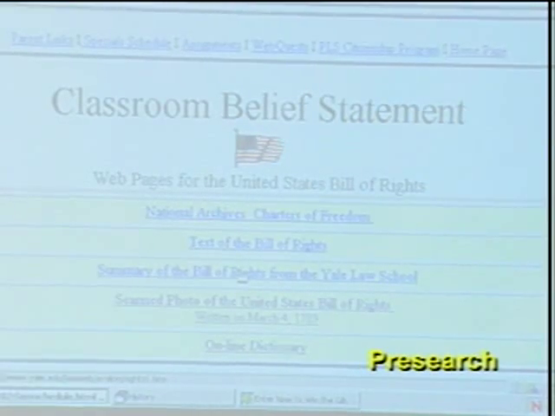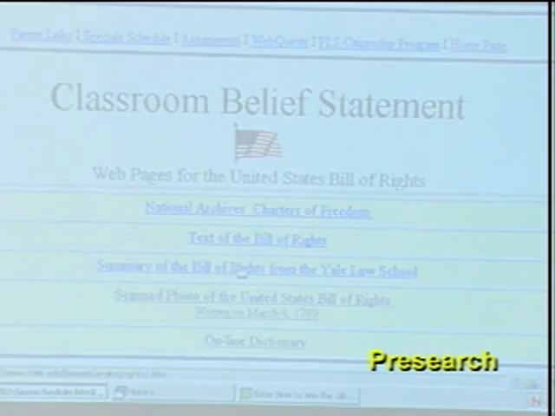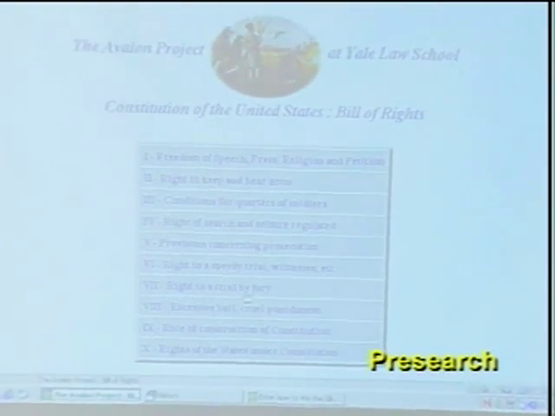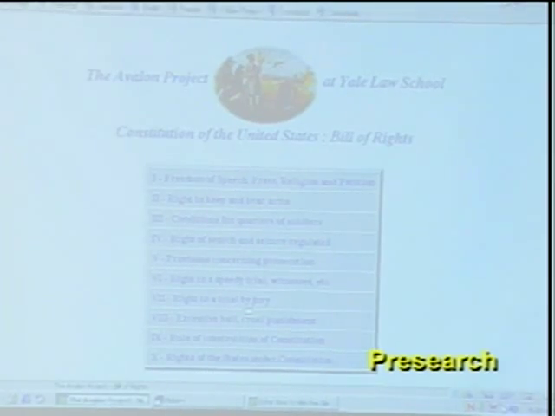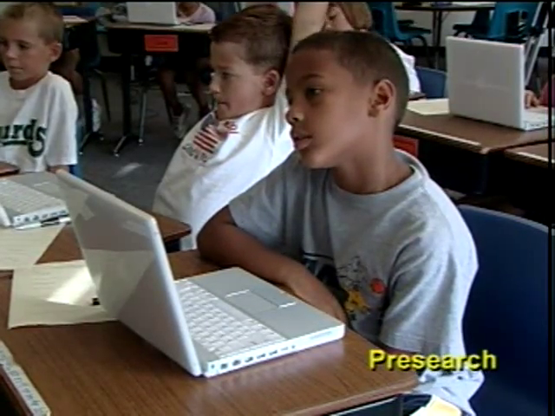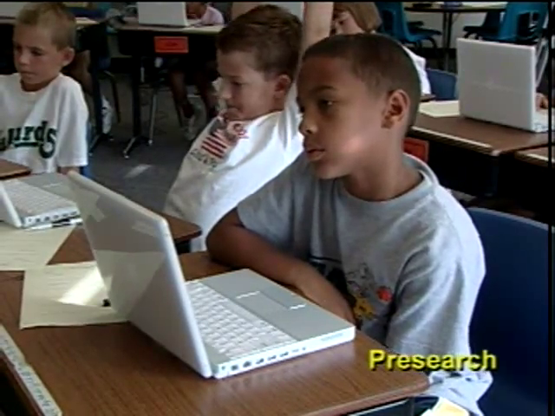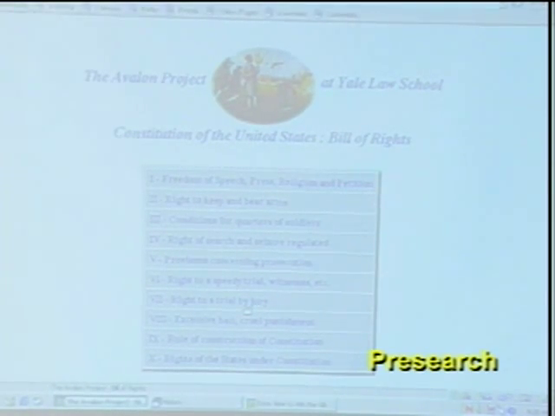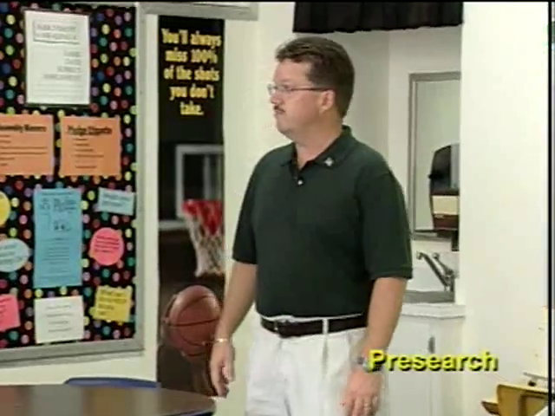And let's go to the link right above the scanned photo, the summary of the Bill of Rights from the Yale Law School. Okay, I can read this. Yes. It has a picture at the top and it looks like what's on your screen here. And there are the 10 Bill of Rights. Now, we need to talk about each one of those just very briefly so you kind of understand what those mean, because those are the rules that we all live by. Those are the rights that we have.